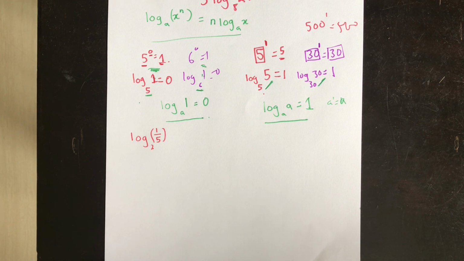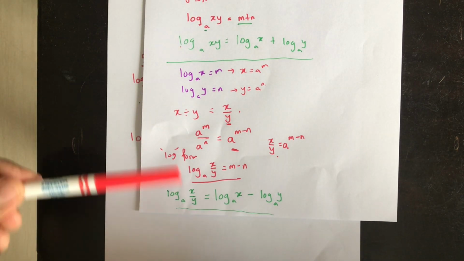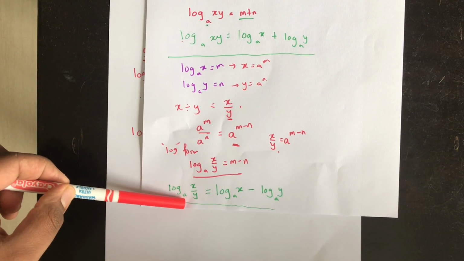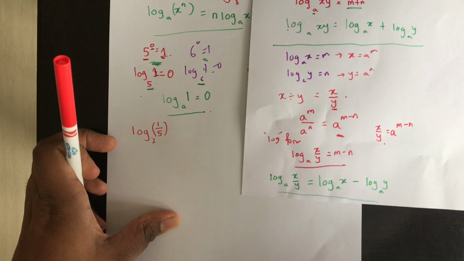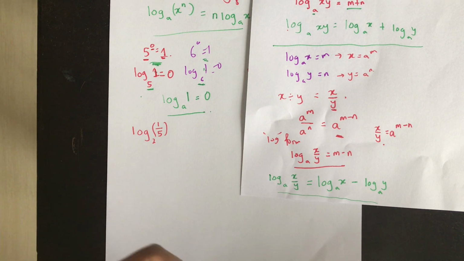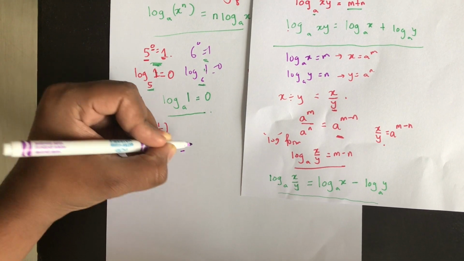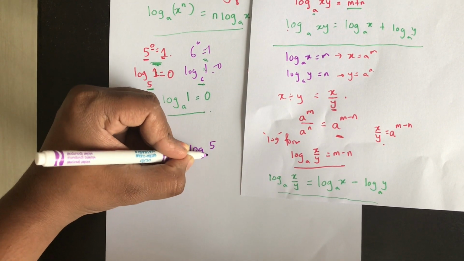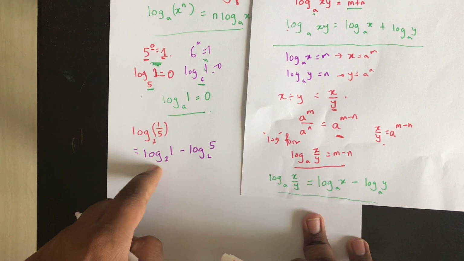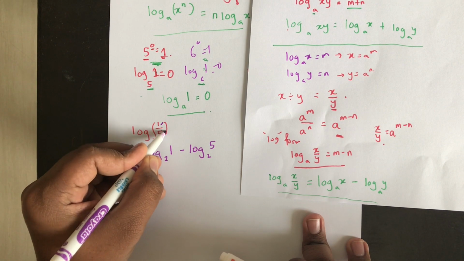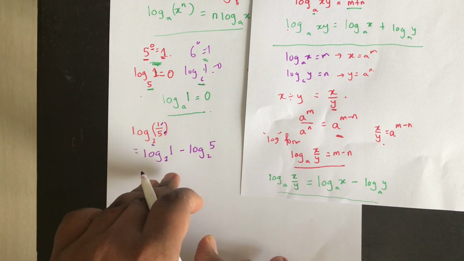So previously we learned a rule about logs. We learned that if you have log x over y to the base a, you actually get log x base a minus log y base a. We can apply the same in this. This is the same as log 1 base 2 minus log 5 base 2. I've just translated this formula to get this. So this is my x, this is my y, and this is my a.